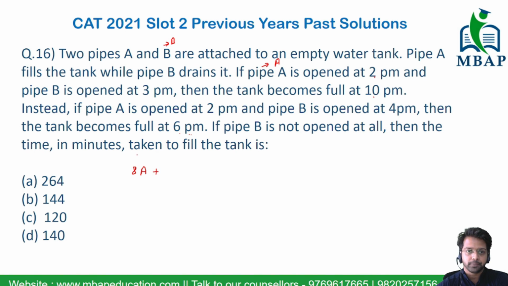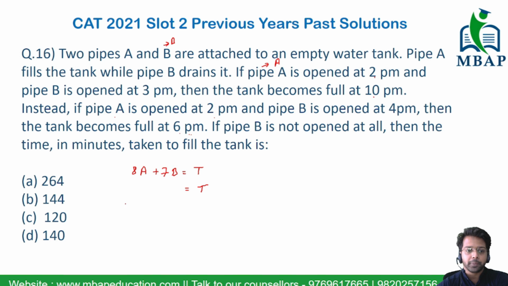B is also working. Now B is opened at 3 p.m. 3 to 10 will be 7 hours. So B was opened for 7 hours. So working together, they are able to fill the tank, positively or negatively. This is my instance 1, and my second instance is where A is open at 2 p.m., B is open at 4 p.m., and the tank is filled by 6 p.m.